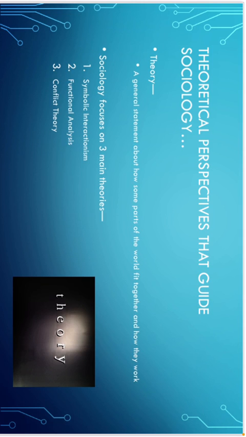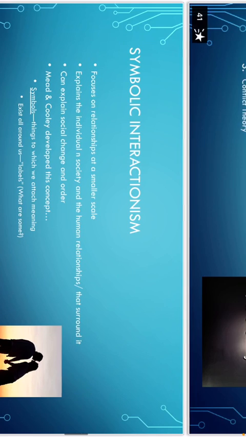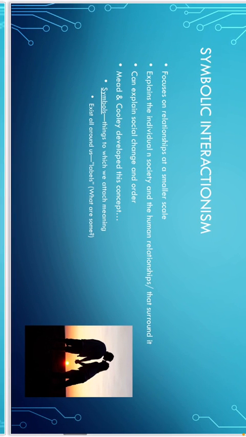So we're going to break each one of these down a little bit more in detail, okay? But I want you guys to become familiar with them because they're going to carry us throughout our course this year, okay? Not necessarily hard, but you do need to understand what these three core ones are. So the three main ones are symbolic interactionism, functionalist analysis, and conflict theory, okay? All right. Let's move into the first one, symbolic interactionism.